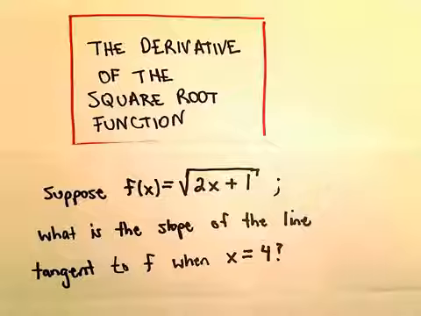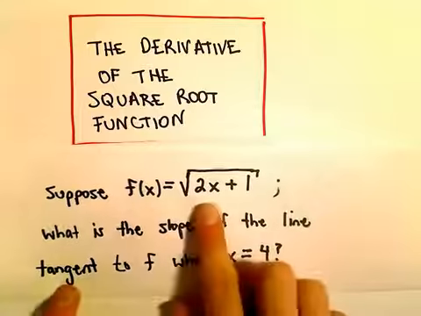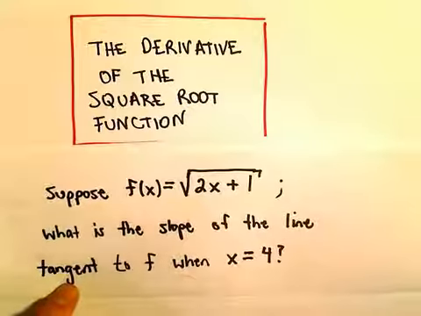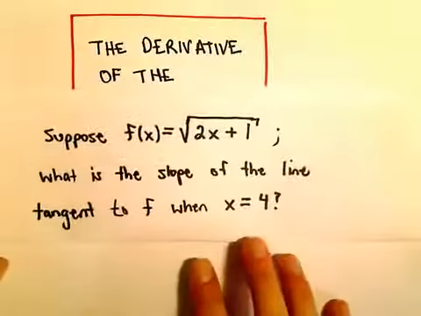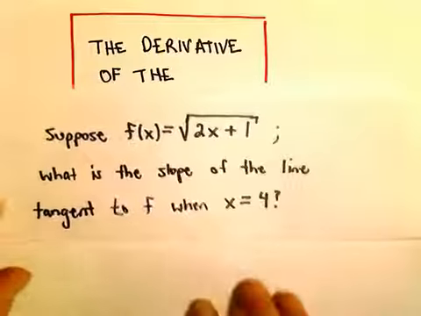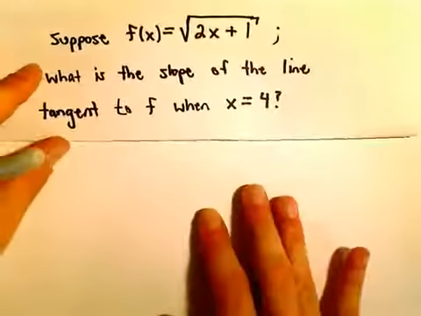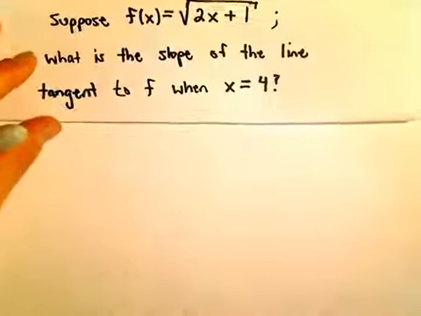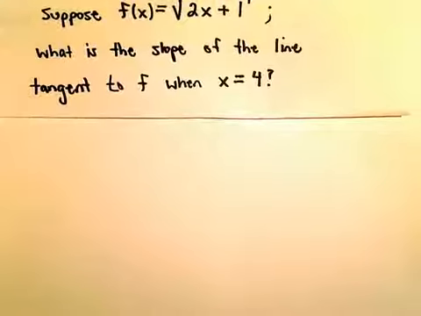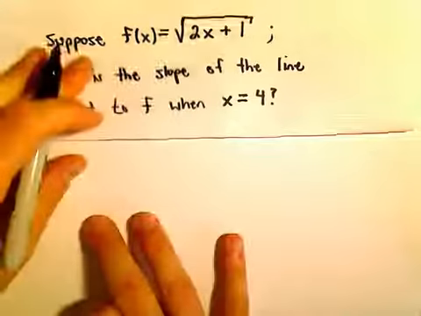Alright, in this example, what we're going to do is start with the function square root of 2x plus 1, and we're going to find the slope of the tangent line to our graph when x equals 4. So I think we've seen how to find slopes of tangent lines. We need to compute the derivative, so that's what we'll do.